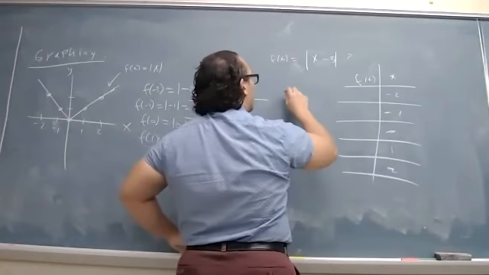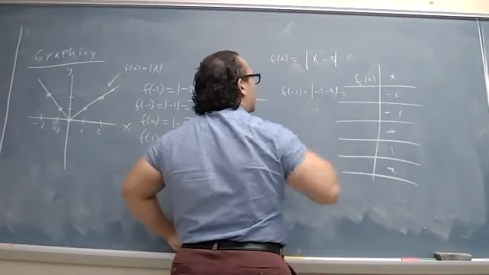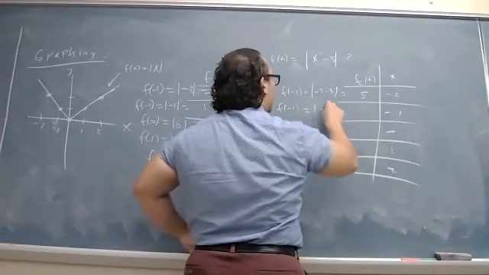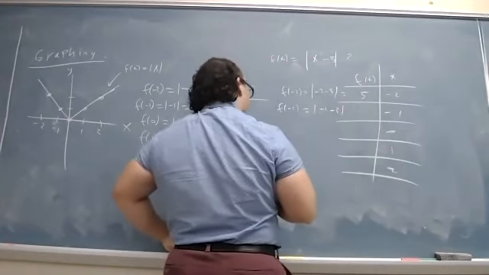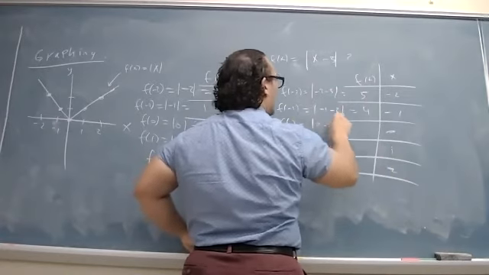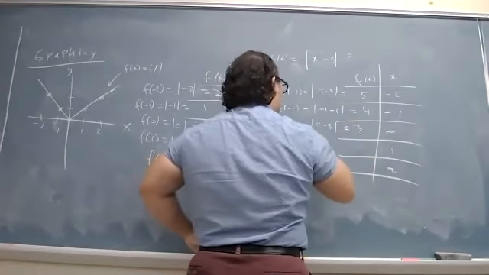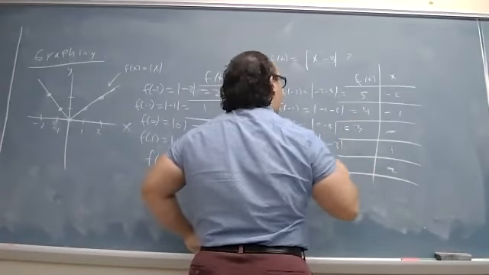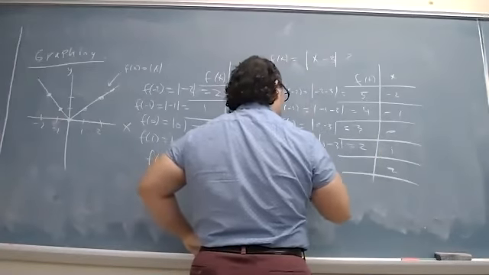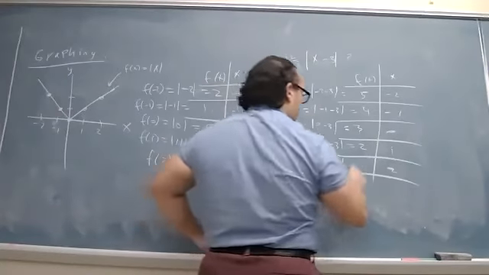So f of negative 2 is just equal to the absolute value of negative 2 minus 3. That's negative 5 absolute value, which is positive 5. F of negative 1 is negative 1 minus 3 absolute value, which is negative 4 absolute value, which is positive 4. F of 0 is 0 minus 3 absolute value, which is negative 3 absolute value, which is positive 3. F of 1 is 1 minus 3 absolute value, which is negative 2 absolute value, which is positive 2. F of 2 is 2 minus 3 absolute value, which is negative 1 absolute value, which is positive 1, boom.